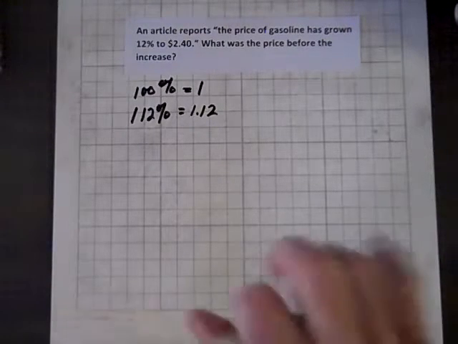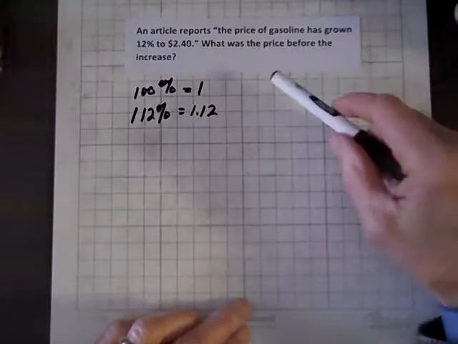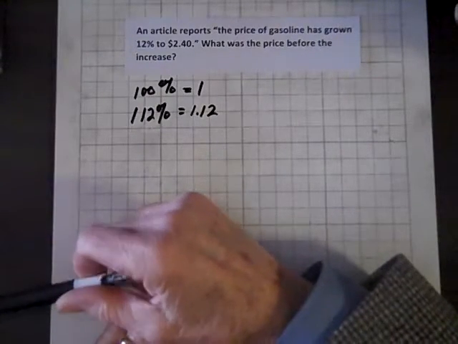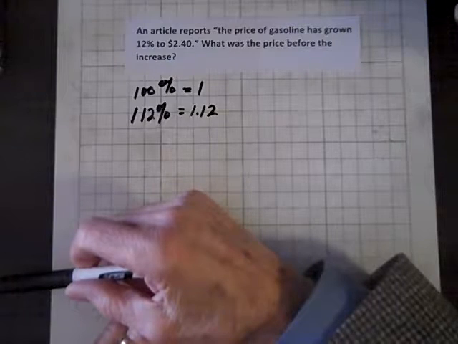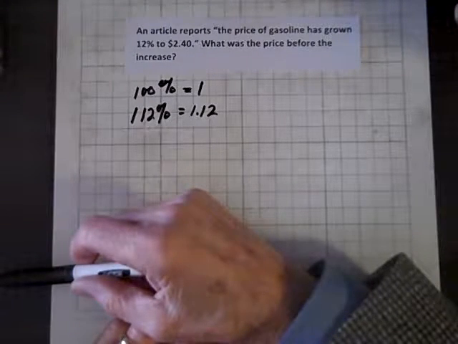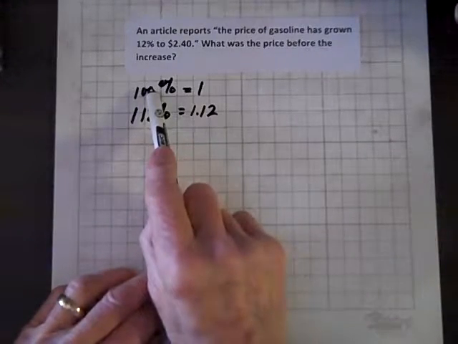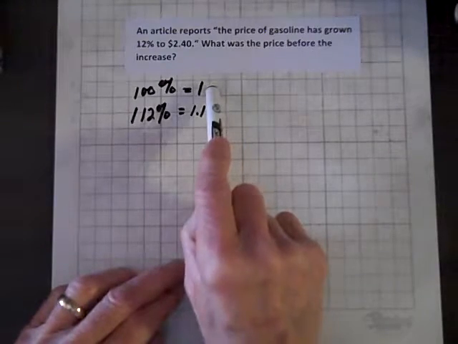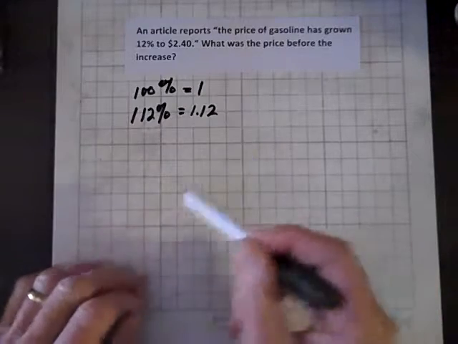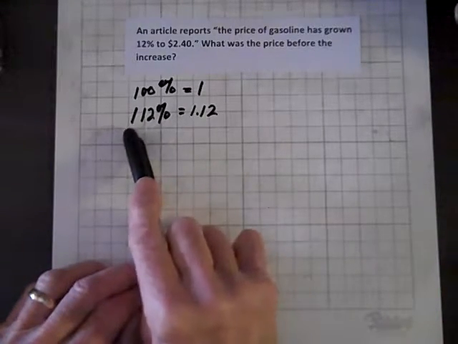Well, here we have a proportion problem, and let's read it. An article reports the price of gasoline has grown 12% to $2.40. What was the price before the increase? Well, to start off with, we must realize that 100% in decimal form equates to 1. And if it's grown by 12%, we'll add 12% to 100.